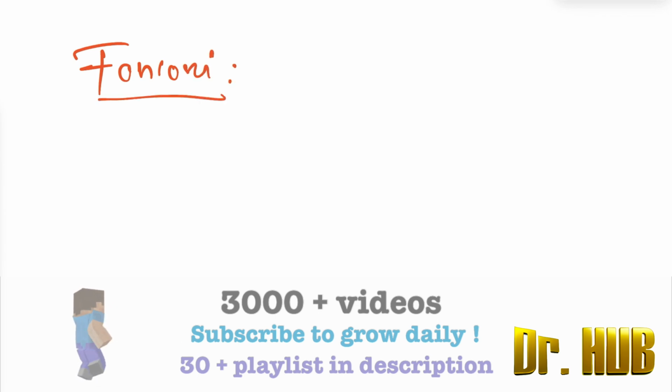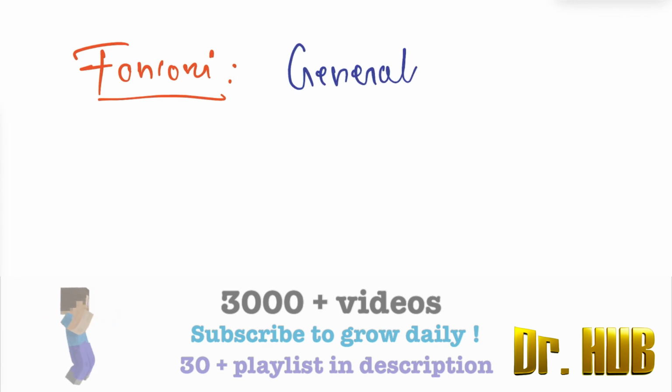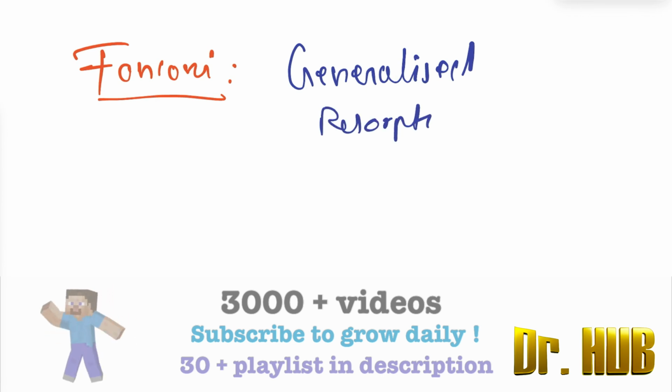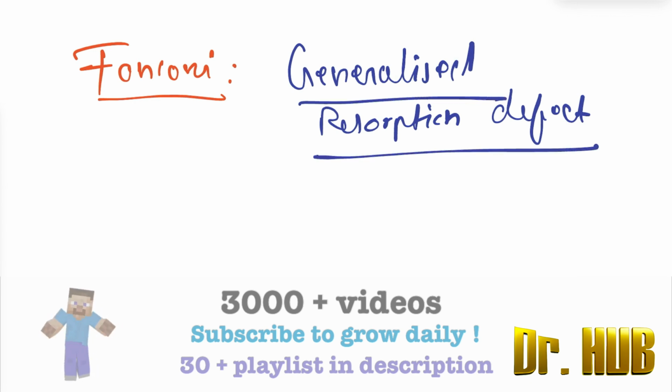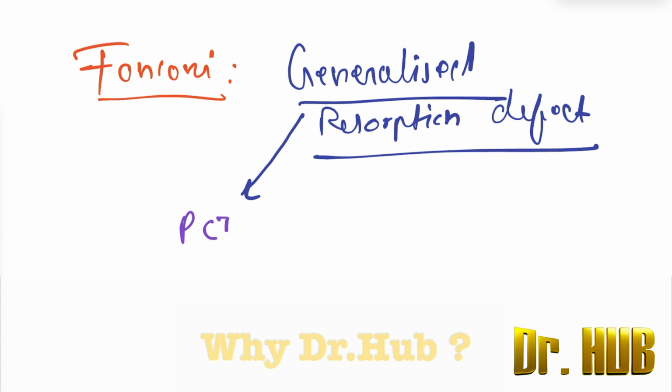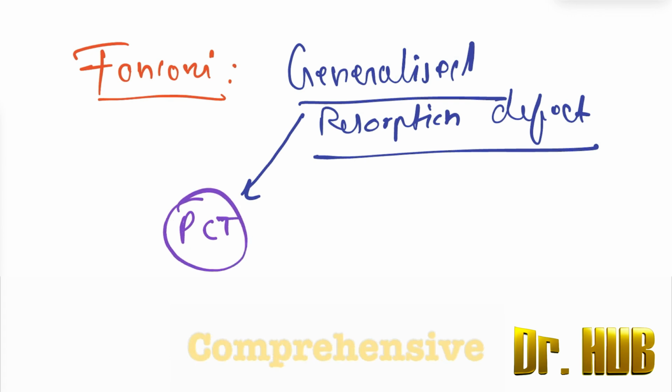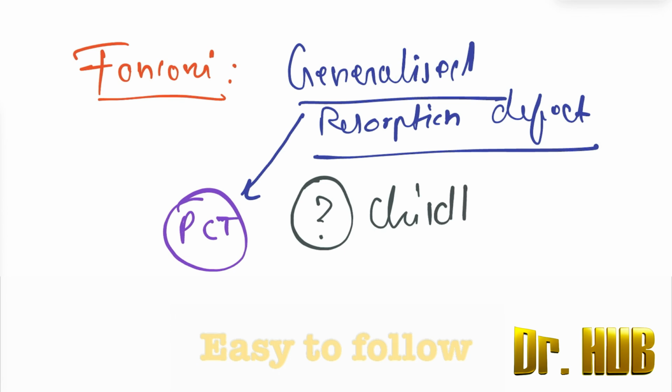In Fanconi syndrome, there is a generalized resorption defect. Where is this defect taking place? The defect is in the PCT. When is it present? It is present in childhood.